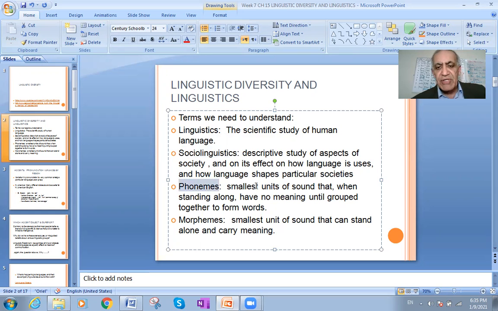Phonemes: the smallest unit of sound that, when standing alone, has no meaning until grouped together to form a word. It's like one letter, it's called a phoneme. When there are many phonemes together, they configure one word. Okay, morpheme: the smallest unit of sound that can stand alone and carry a meaning. And this is another point.